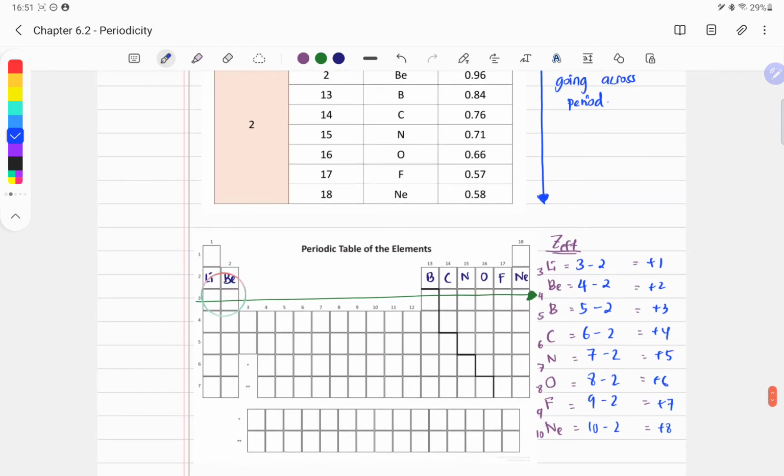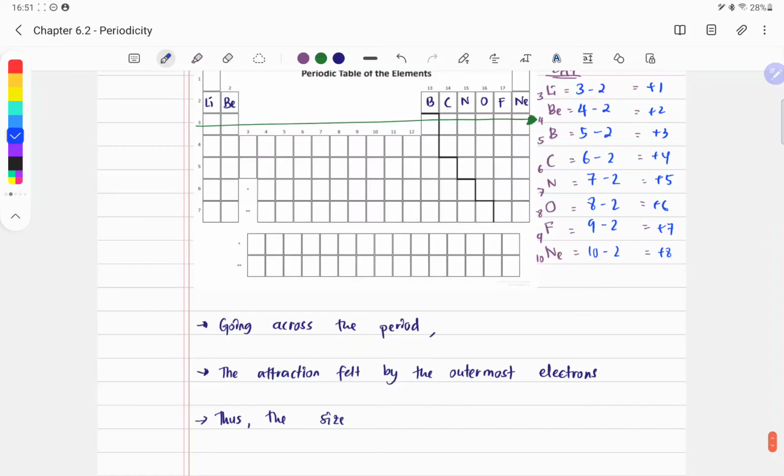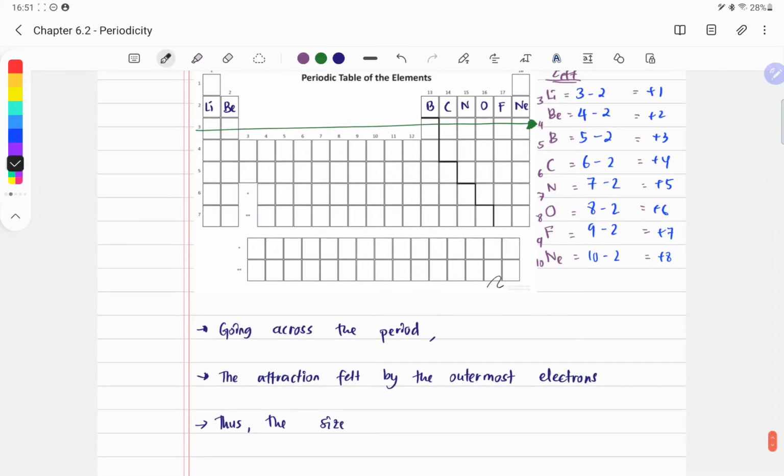So if we look from left to right, we can see the effective nuclear charge increases. The charge felt by the outermost electrons becomes stronger. So if we think logically, when you feel stronger attraction, you would be drawn closer to the nucleus. So it will be attracted closer to the nucleus. So what it does is, first of all, when we look at this information going across the period, the first thing we notice here is that the proton number increases.